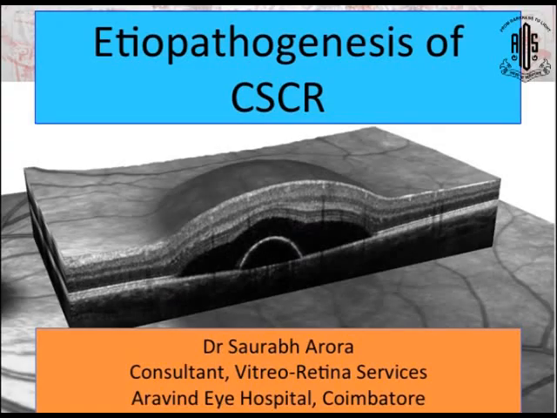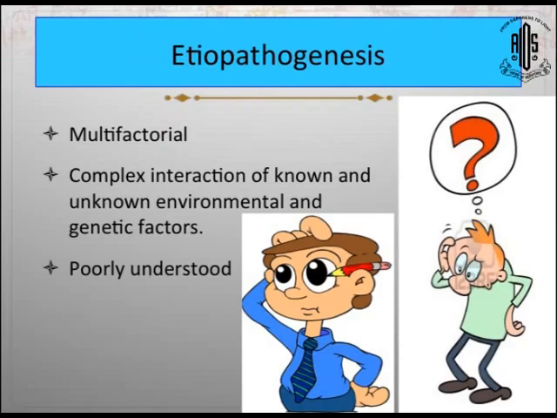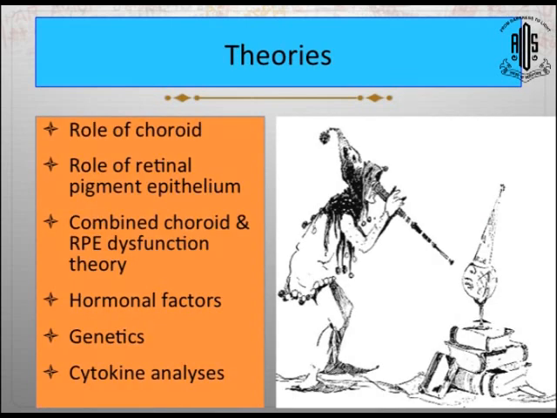So I'll be speaking about the etiopathogenesis of CSR. It's actually a multifactorial condition, and it's basically a complex interaction of known and unknown environmental and genetic factors. It's a very poorly understood entity. There are a lot of theories which have been proposed for the same etiopathogenesis.